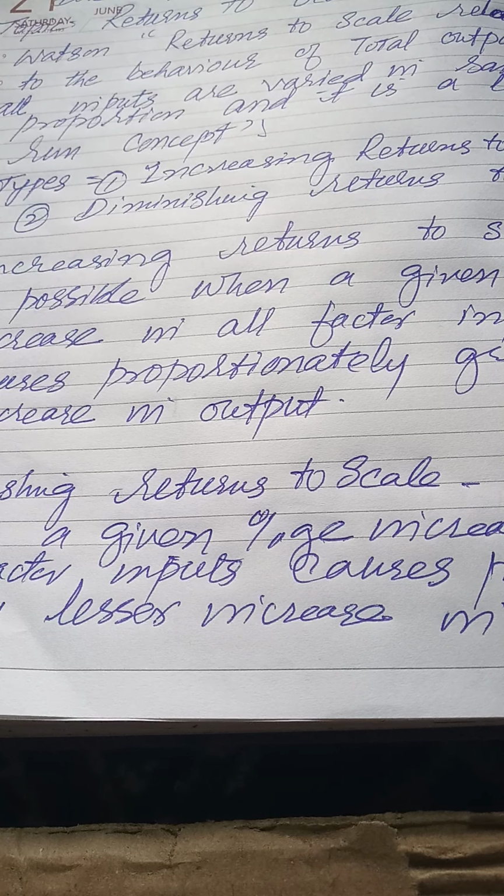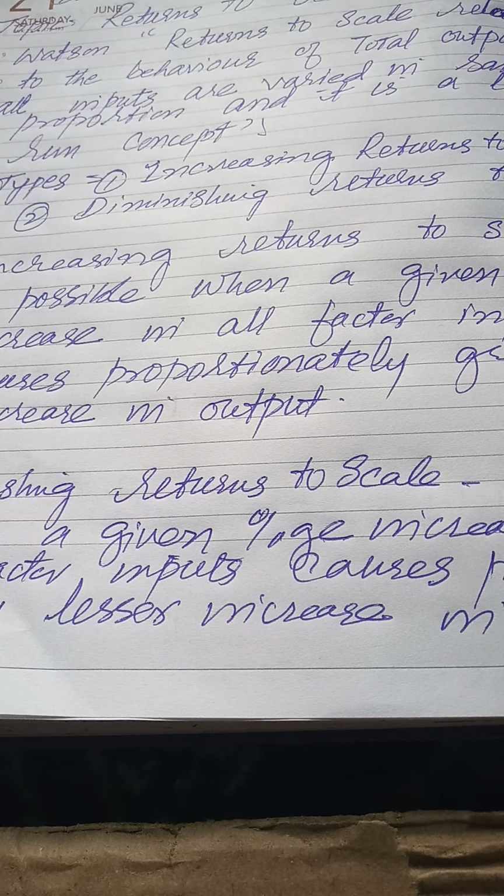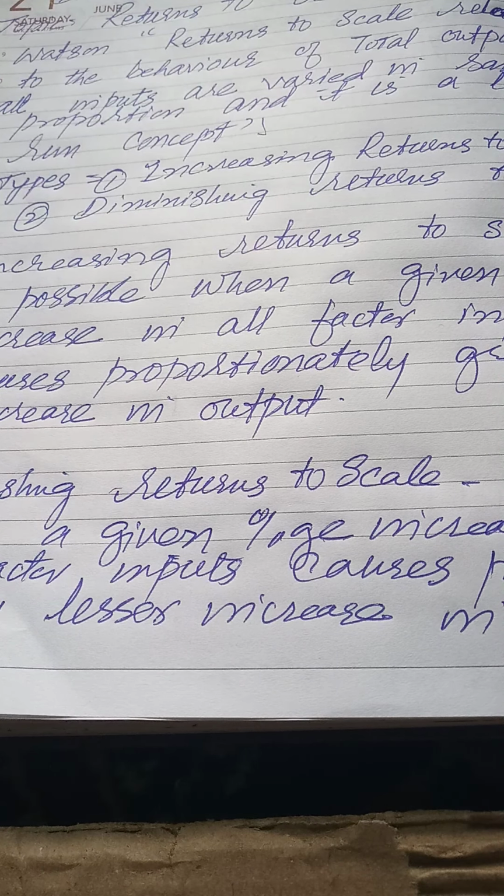Increasing returns states that when a given proportionate use of inputs causes more and more production compared to the use of inputs, we can say it is a situation of increasing returns. Simultaneously, decreasing returns means that with a given percentage increase in inputs, the total production is proportionately less than the use of inputs. So we can say it is a situation of decreasing or diminishing returns to scale.